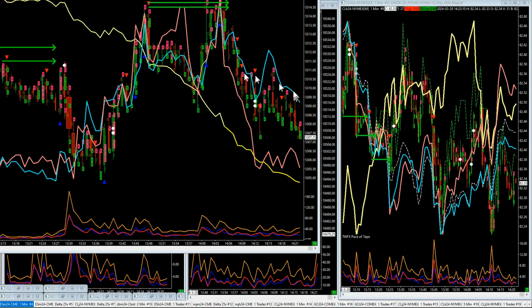So don't use the book exclusively to trade from. If you're going to use anything to exclusively trade from, trade off the delta, not the book.